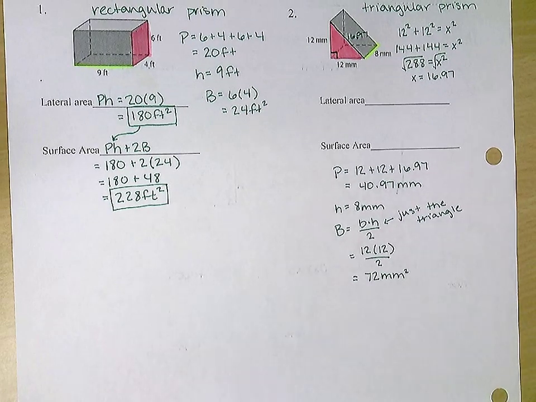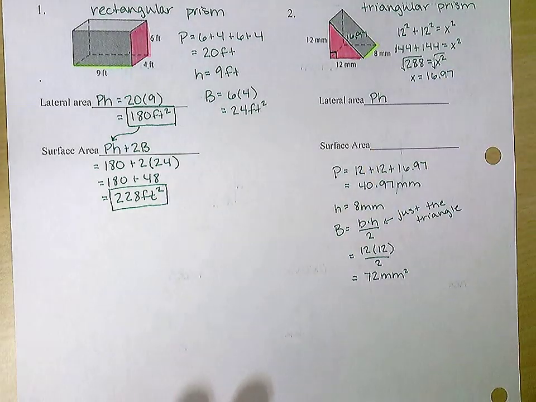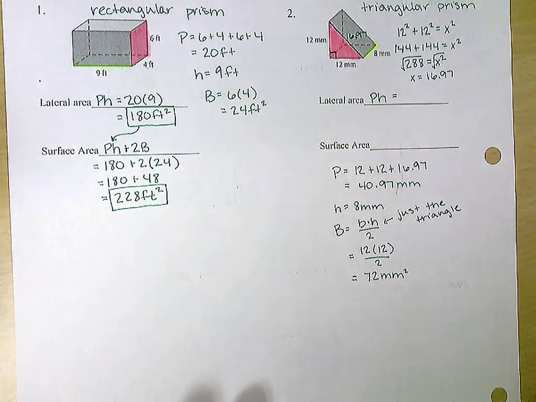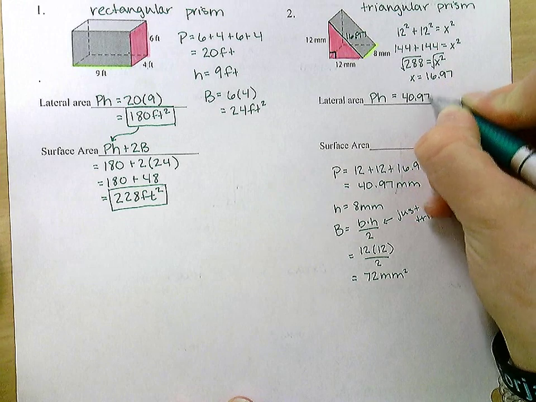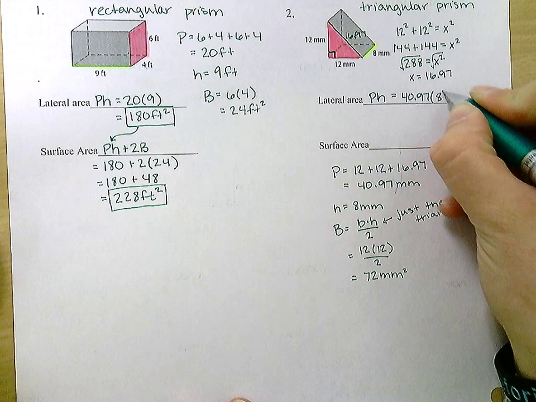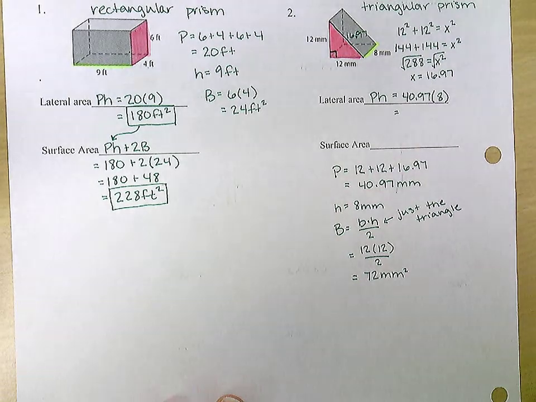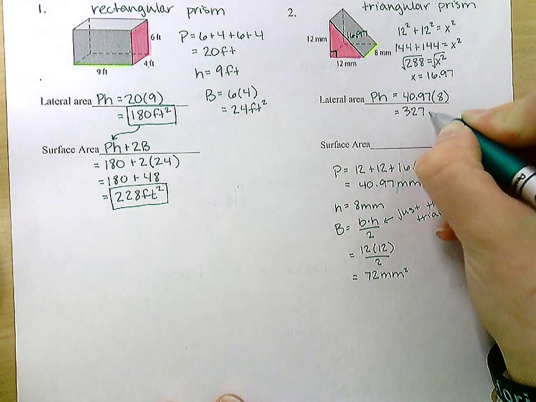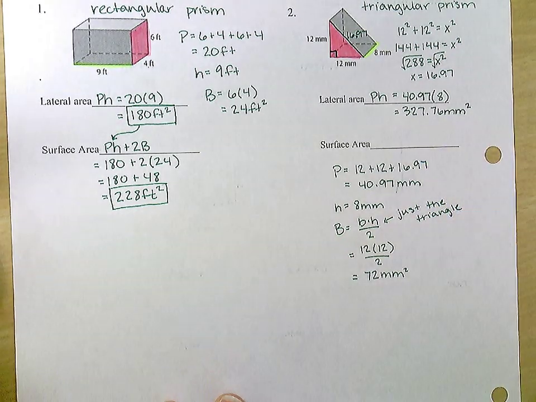Now that I have P, H, and B, I can find the lateral area and the surface area. Lateral area is P times H. So our perimeter was 40.97 times our H value of 8. That is equal to 327.76 millimeters squared.